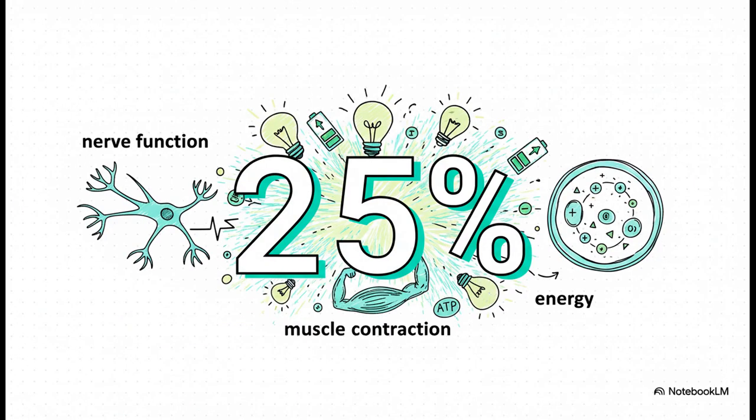And get this: one process is so unbelievably critical for our survival that it can use up to a quarter of a cell's entire energy budget. That's a huge amount of power for just one tiny molecular machine. It really tells you how important this is.